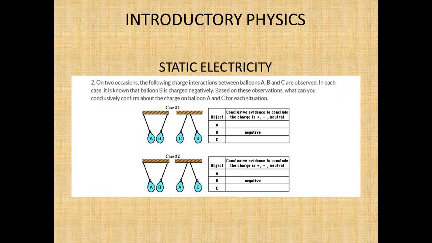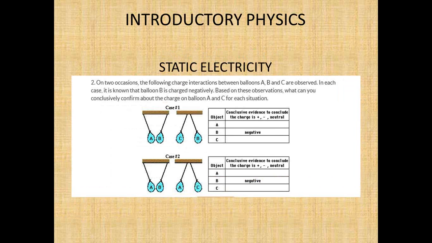All right, question 2. On two occasions, the following charge interactions between balloons A, B, and C are observed. In each case, it is known that balloon B is charged negatively. Based on these observations, what can you conclusively confirm about the charge on A and C for each situation? Let's look at case 1. We know that B is negative. So what can we say about A?